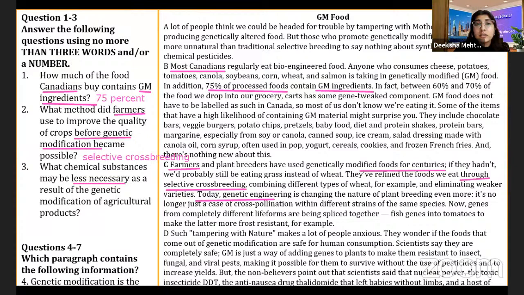Okay, next question. What chemical substances may be less necessary as a result of the genetic modification of agricultural products? My keyword is less necessary. Perfect. So here I found it.